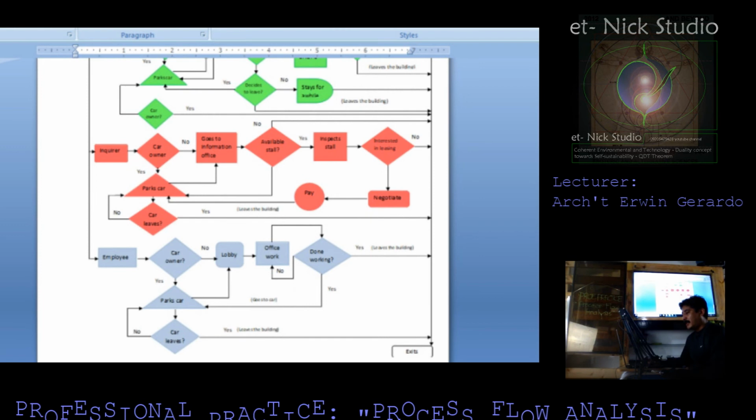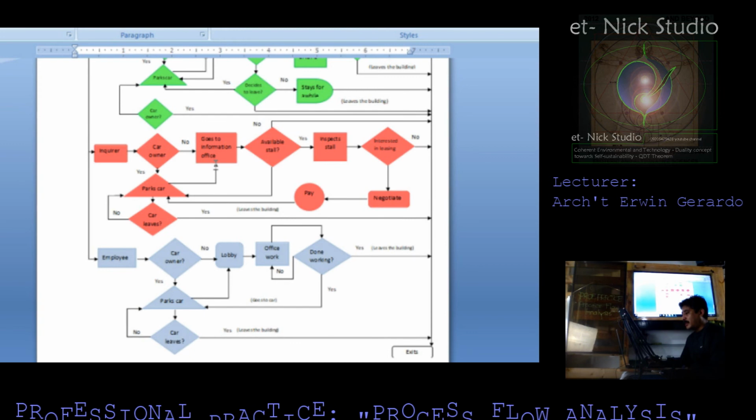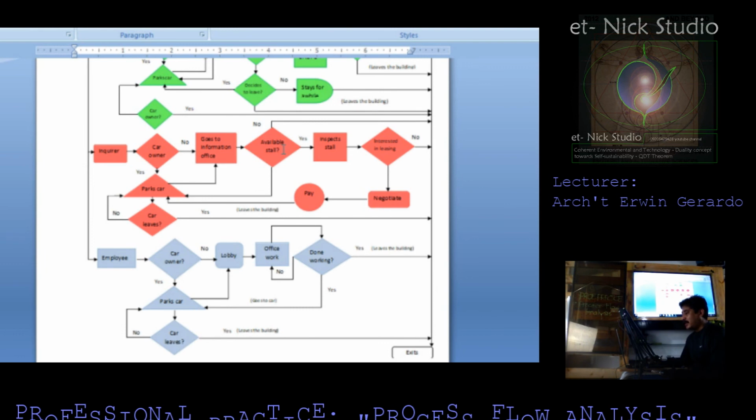So, how about the inquirers? Take note, once they enter the building, the inquirer, if they are a car owner, would just simply leave their car in the parking area, then go to the information office to inquire. Then, are there available stalls inside the building? In that way, they could probably establish their own business transaction here, or simply they would like to rent inside this building establishment.